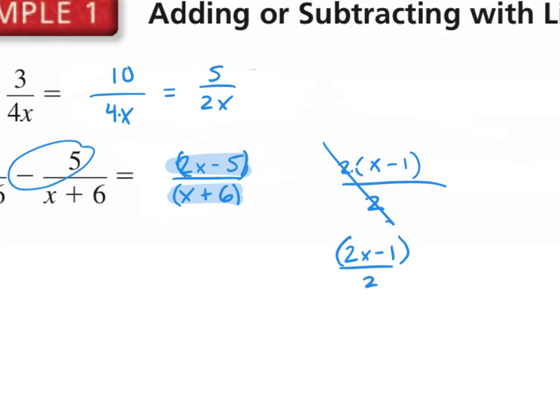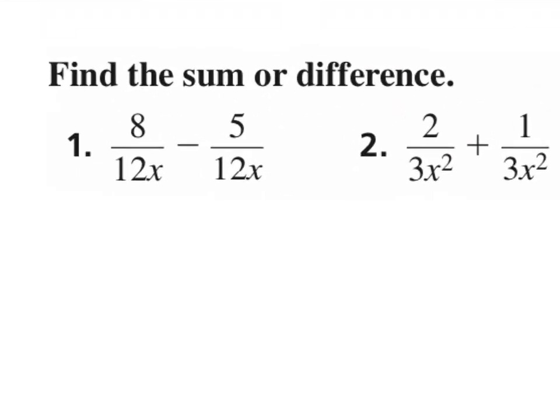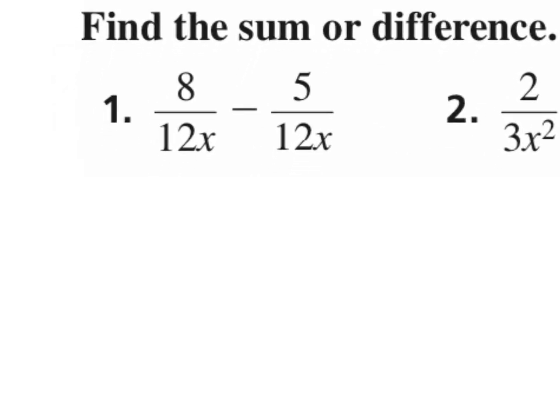Any other questions on this one? All right, next page, number 1. So our denominators are the same, so that 12x stays the same in our denominator. And then we subtract our numerators. So what's 8 minus 5? 3. Can we simplify this? What does it simplify to? 1 over 4x. Perfect.